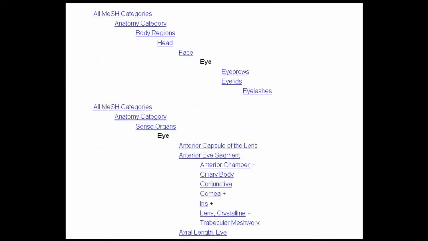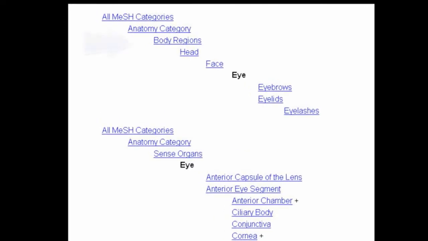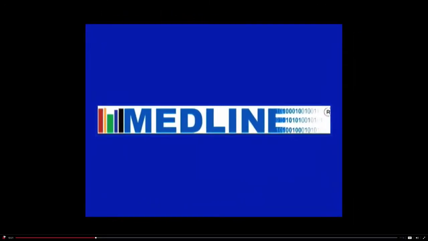Many headings occur in more than one branch of the tree. Looking again at the heading eye, we see that in addition to being in the body regions branch, it is also found in the sense organs branch. The National Library of Medicine produces Medline, a database of citations.